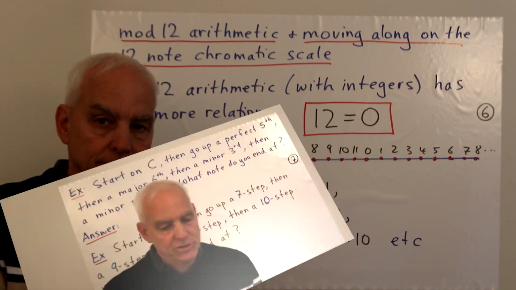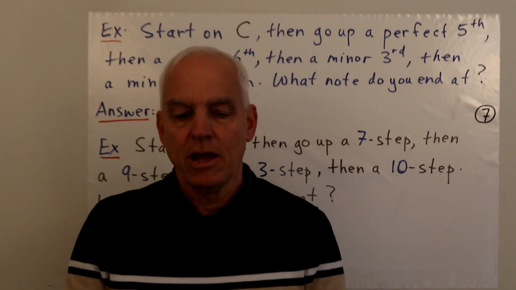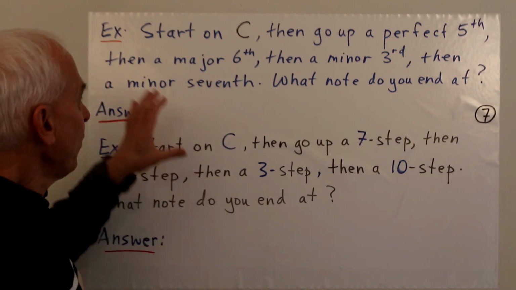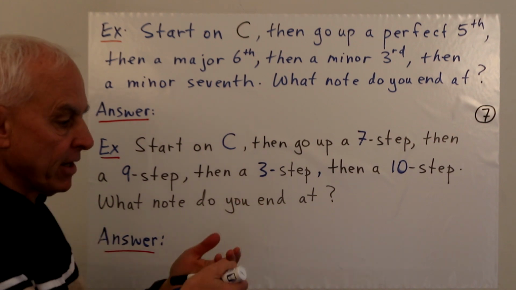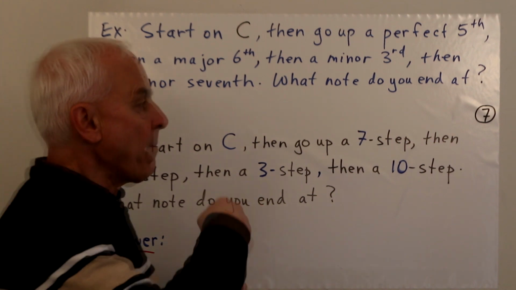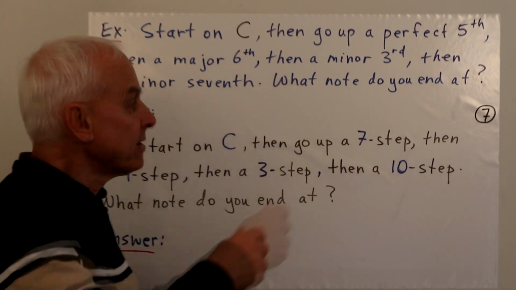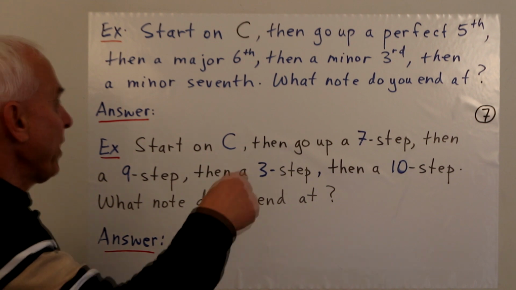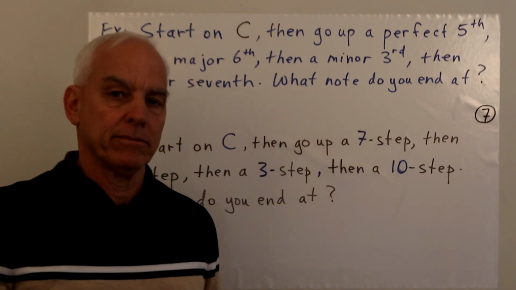Okay, so let's illustrate the usefulness of this numerical approach to musical notation by an example. We'll do the example in 2 different ways. So here's sort of a classical question. If you start on C, middle C, or any other C, and you go up a perfect fifth, and then you go up a major sixth, and then you go up a minor third, and then you go up a minor seventh, what note do you end up on?